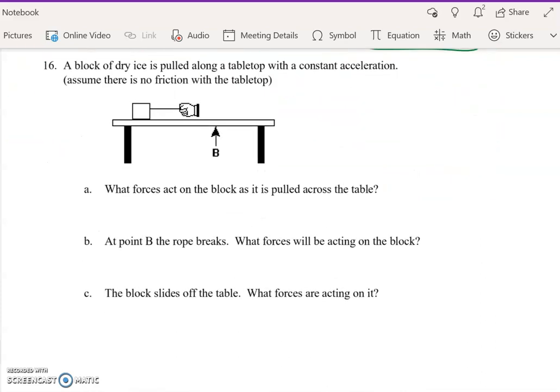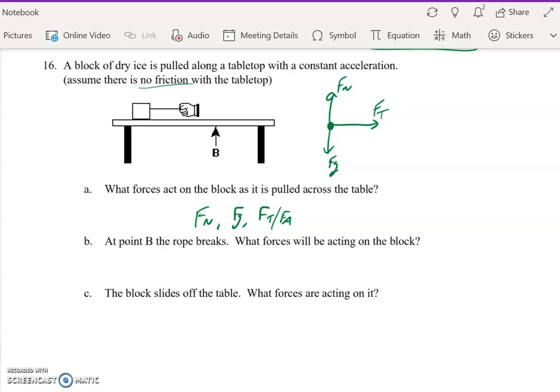A block of dry ice is pulled along a tabletop with a constant acceleration, and we're going to assume there's no friction, which is nice. So what forces act on the block as it's pulled across the table? So for part A, you've got this. You can either call it an applied force or a force of tension. There's a hand exerting the force on the string, so whichever way you want to call it, force of tension, force applied. We'll just call it force of tension, normal force, gravity, and no friction.